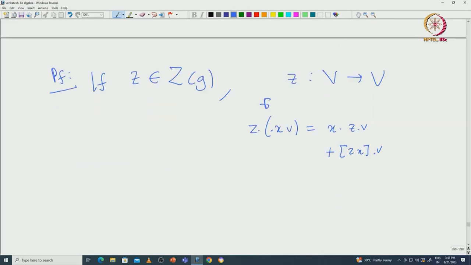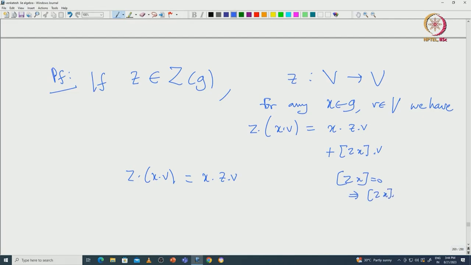Okay. So for any x in g and v in V, we have Z x dot v is given by x dot Z dot v plus [Z, x] dot v. So that means Z dot x dot v is given by x dot Z dot v. So this [Z, x] is 0. So that would imply [Z, x] dot v is also 0. So that proves Z of x v is nothing but x of Z v.